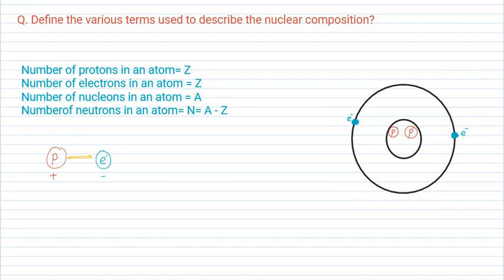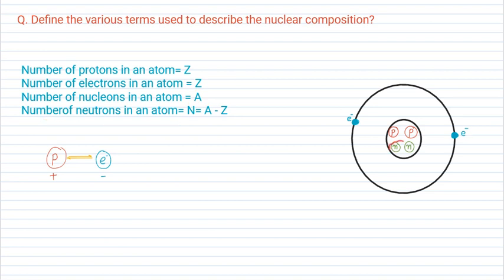The next one is the number of nucleons. The number of nucleons inside this atom means how many particles are there inside the nucleus, which is denoted by the mass number capital A. So in this example you have 2 protons and 2 neutrons. So in total the mass number A equals 4. So the number of nucleons inside the nucleus equals 4, which is also denoted with the mass number capital A.